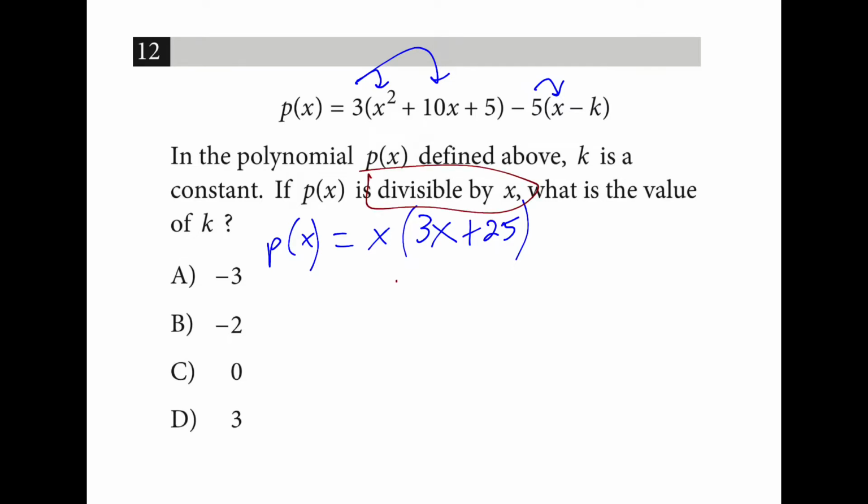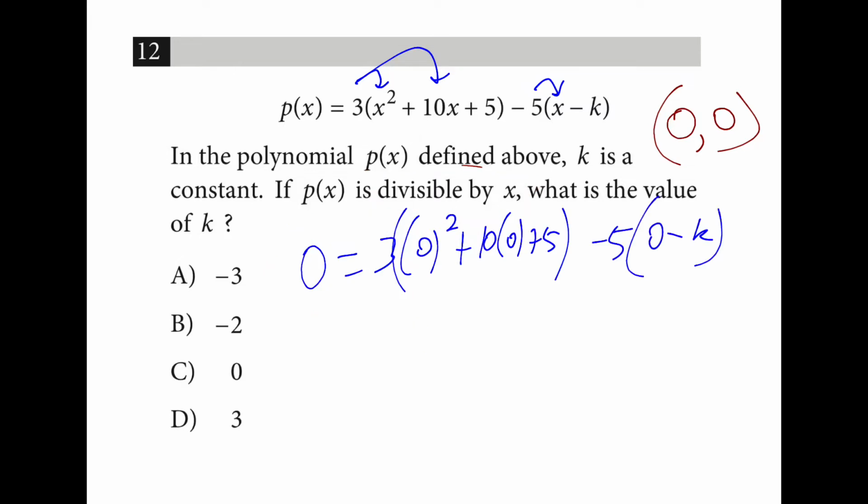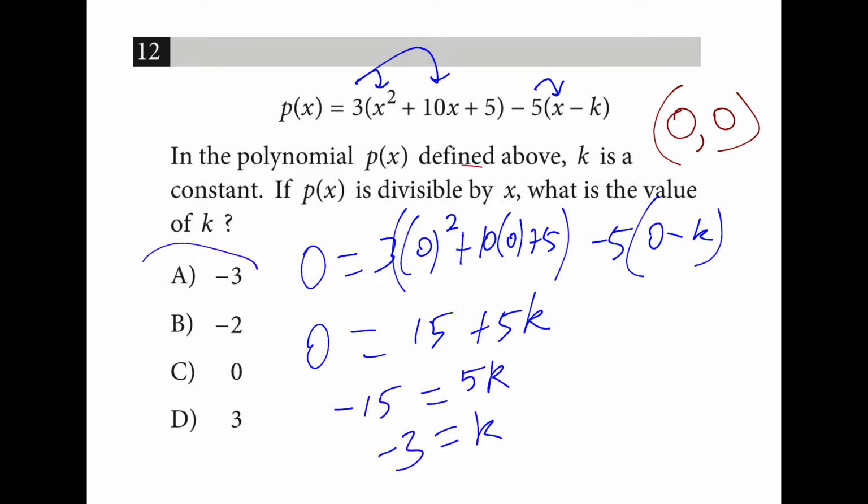And what that means is when you plug in 0 for x, you're going to get a 0 for y. So 0, 0 is a coordinate that is true for this polynomial because it's divisible by x. So if I rewrite this, plugging in 0 for x and for p of x, and I simplify things, I get this. So negative 15 is equal to 5k, or k is equal to negative 3.